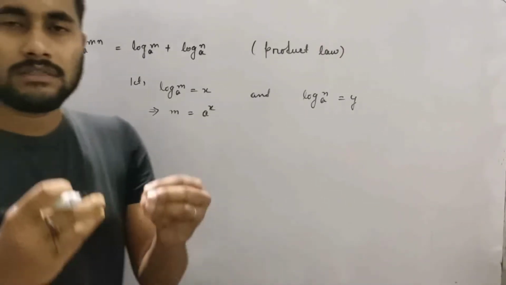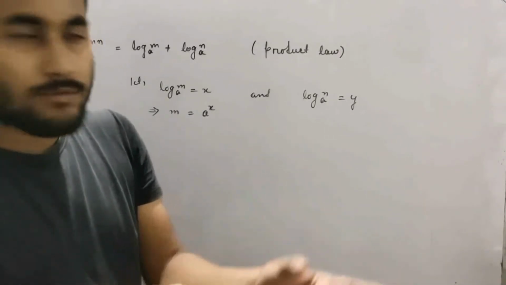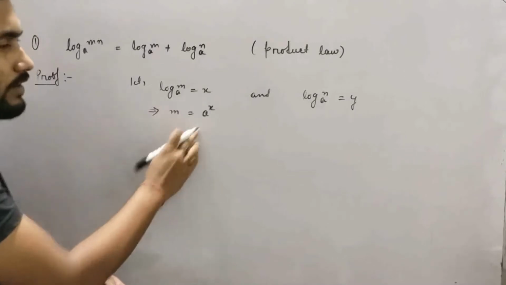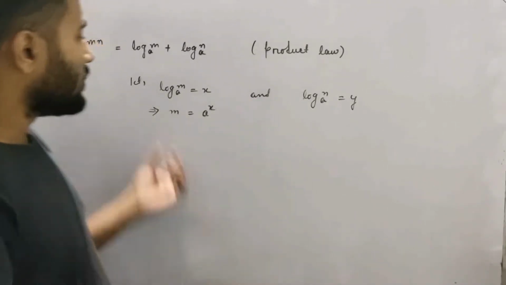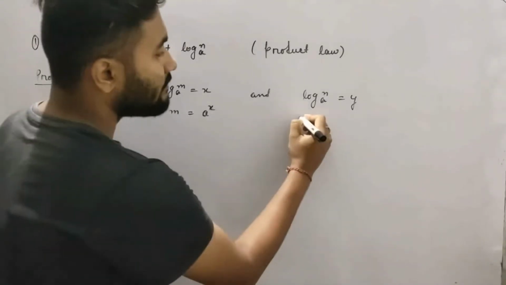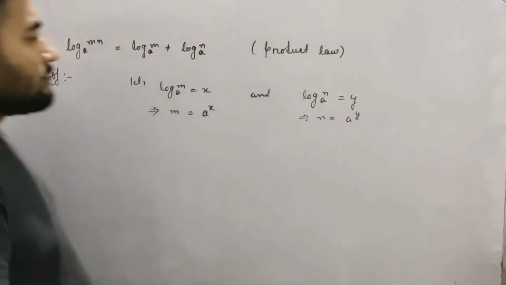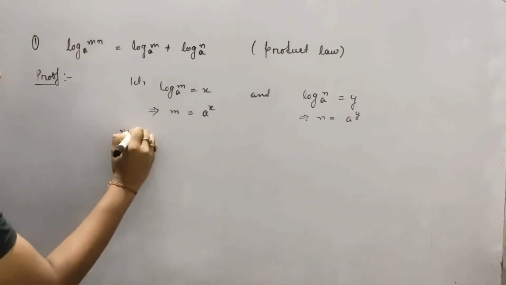Logarithm is simply the value of the exponent. It gives the value of the exponent. So if I take this base over here, it goes to exponential form. So m is equal to a to the power x, as we discussed in the last class. Similarly over here, n will be equal to a to the power y.